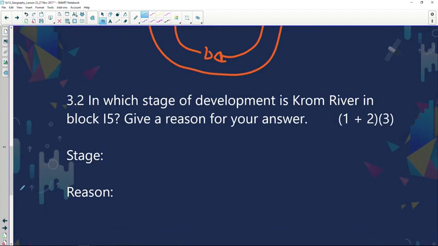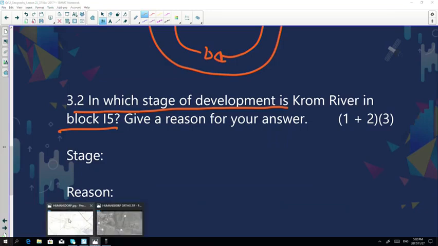Now, in which stage of development is the Crom River in Block I5? And give a reason for your answer. Now we need to go and have a look. We know the river has 3 stages: an upper, middle and lower. The first thing to identify, the easiest, is the gradient, how steep it is. So we quickly go to Block I5.